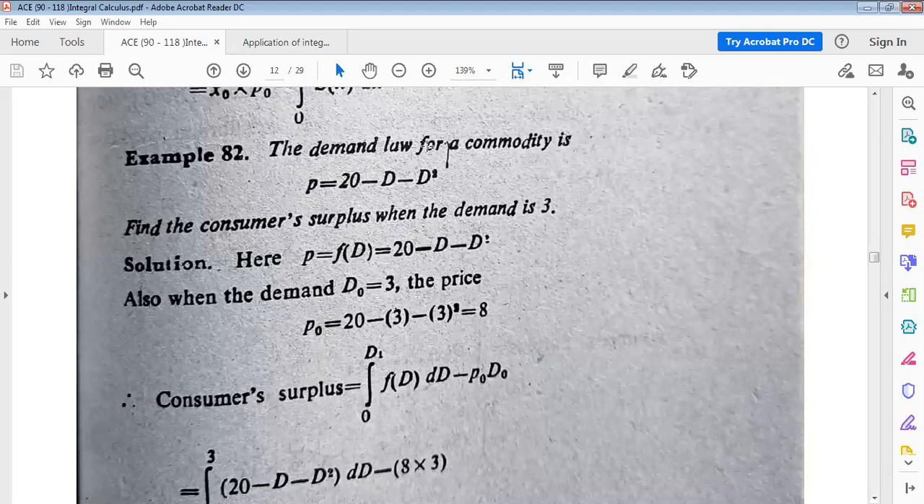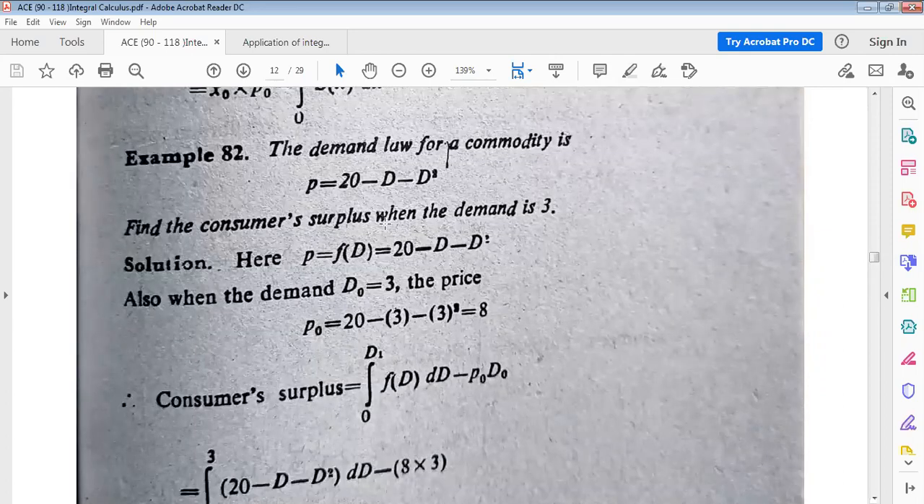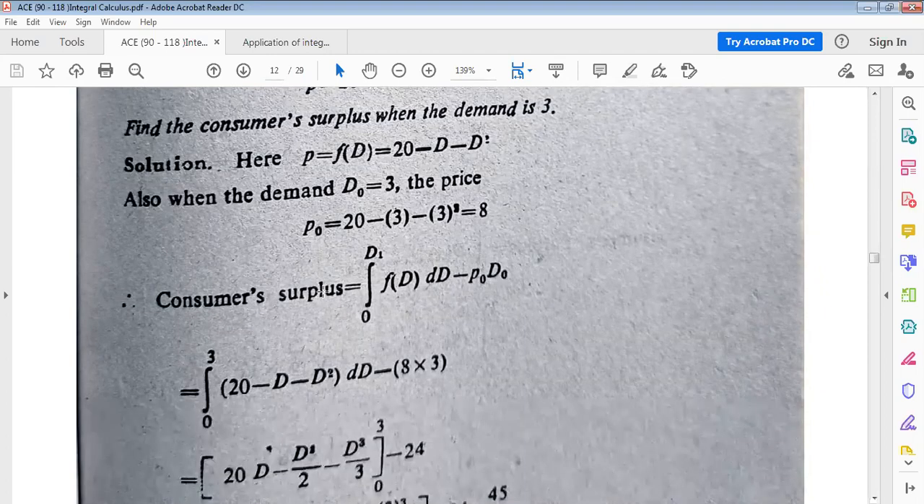The demand law for a commodity is P equals 20 minus D squared. Find the consumer surplus when the demand is 3. Here P equals f(D), the demand function: f(D) equals 20 minus D squared. This is given. When the initial demand D naught equals 3, what will P naught be? P naught means the initial price. Putting D equals 3 here, we get P naught equals 8.